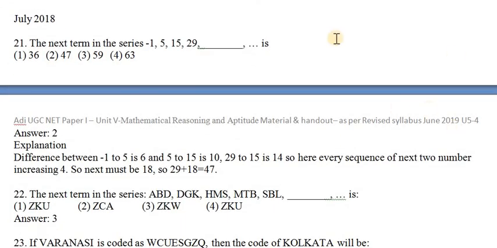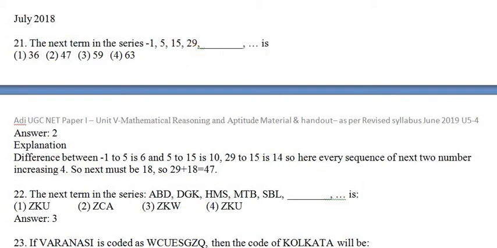So I'll be discussing some more questions here. The next term in the series -1, 5, 15, 29, then what is the next number? For that we need to compare the sequence of numbers. The difference between -1 and 5 is what? 6, and then the difference between 5 and 15 is what? 10. And the difference between 29 and 15 is nothing but 14. So now 6, 10, 14. Every time 4 is added to the difference. Now next should be 18. So now you add 18 to your 29. That is the answer. 18 plus 29 is nothing but 47.